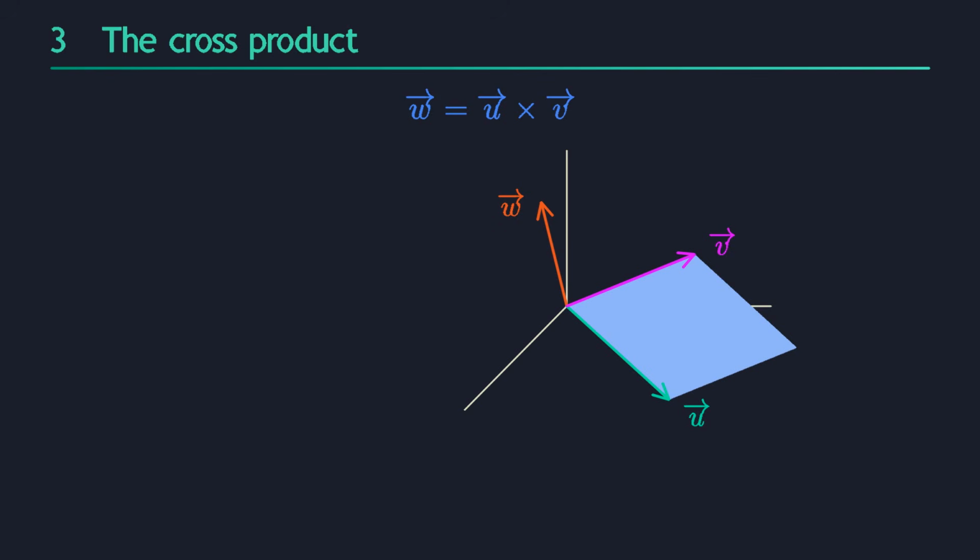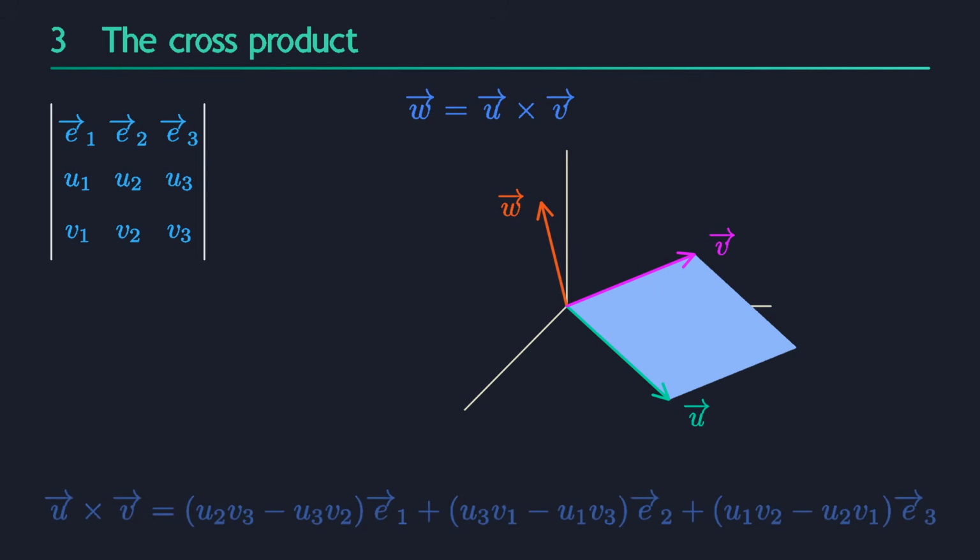You can calculate it using this weird determinant of a matrix that contains u and v as rows, but also contains a row filled with the 3 basis vectors. If you spell out the entire determinant, you get this formula. And basically this is everything you are typically taught about the cross product.